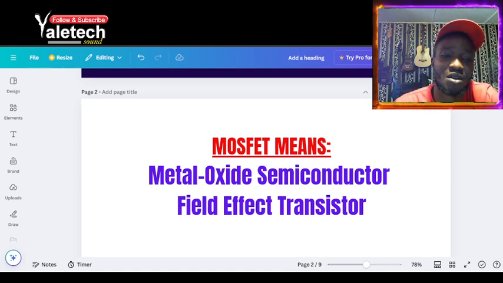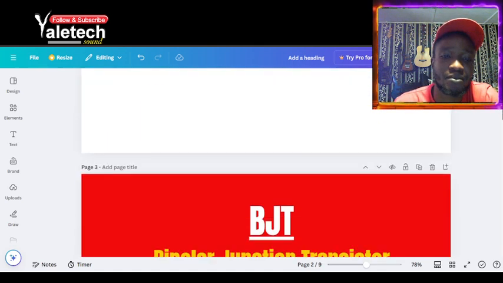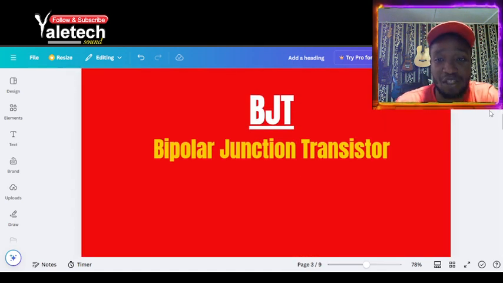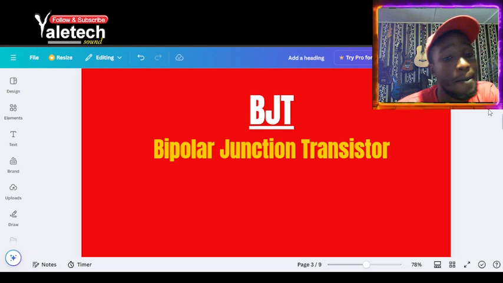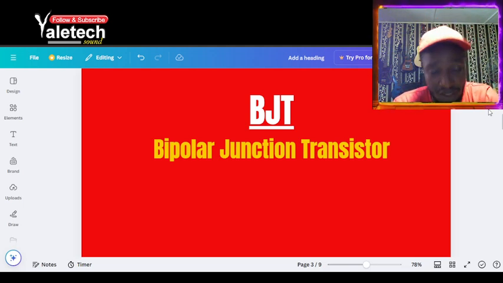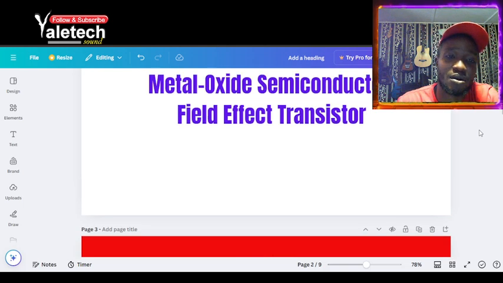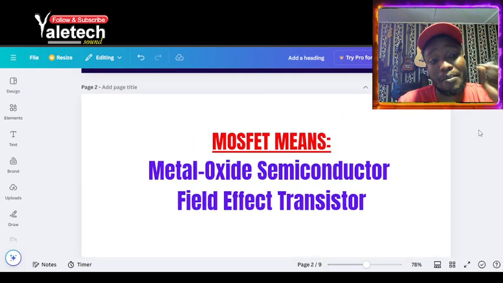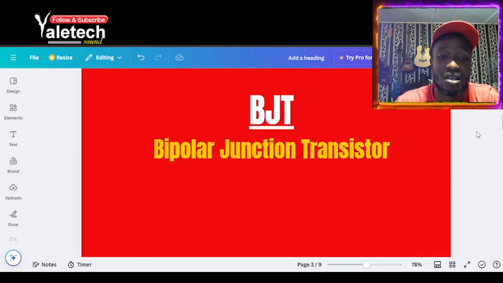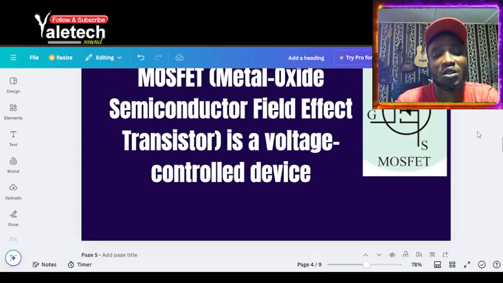Then let's look at the second one, which says BJT. What do we mean by BJT? BJT simply means Bipolar Junction Transistor. I believe you understand now. So we said MOSFET means Metal-Oxide-Semiconductor Field-Effect Transistor, while BJT means Bipolar Junction Transistor. Okay, so that's good to know.